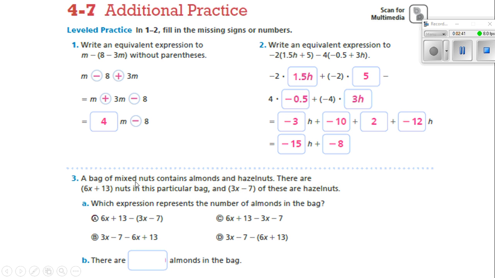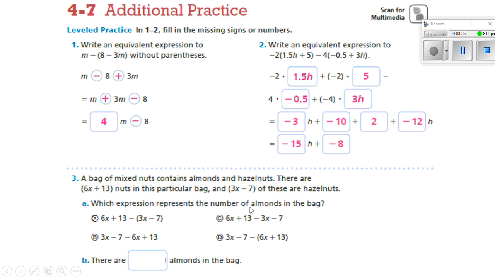All right, let's go to number 3. It says here a bag of mixed nuts contains almonds and hazelnuts. So there are 6x plus 13 nuts in a particular bag, and 3x minus 7 of these are hazelnuts, which represents the number of almonds in the bag. Well, remember, we've got 6x plus 13, okay? And it says a bag of mixed nuts contains both of these, almonds and hazelnuts, right? And there are this many nuts in this particular bag, and this many nuts of these are hazelnuts.